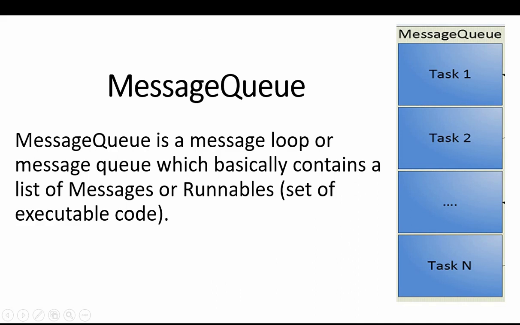What is a message queue? A message queue is a message loop. It is a loop which runs over all the tasks we have given it, and it basically contains a list of messages or runnables. Runnables are sets of executable code. This task 1 is one message, this is another, and so on. These are all called the message queue. They are in the queue one by one, then first this one executes, then the next, and one by one they execute.